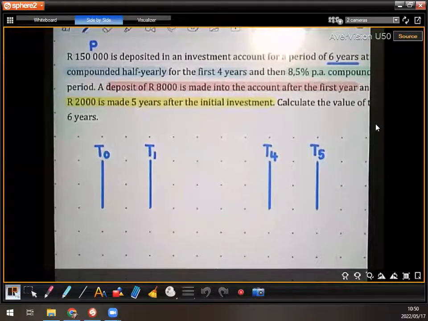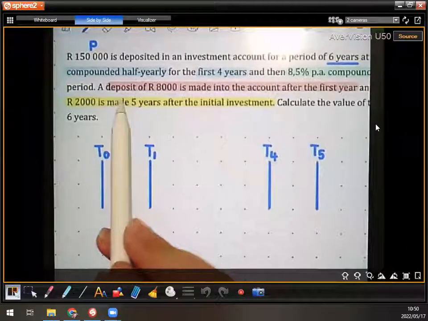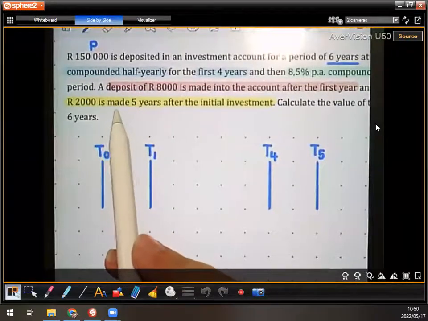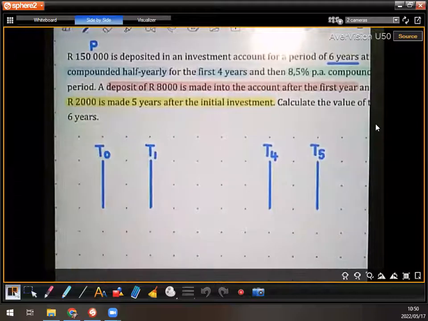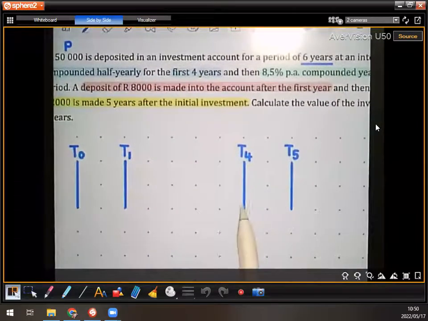But if they had said, for example, this deposit is made 5 years after the previous deposit, then you would have to think, okay, the previous deposit is at T4. What's 5 years after that? T9. Okay, so you do have to just make sure of the wording. Often with finance questions, the wording can get a bit confusing. Right, so just make sure of that.